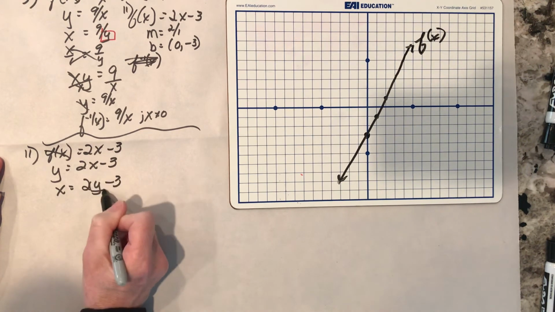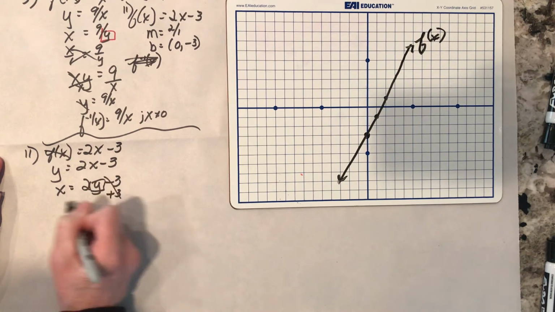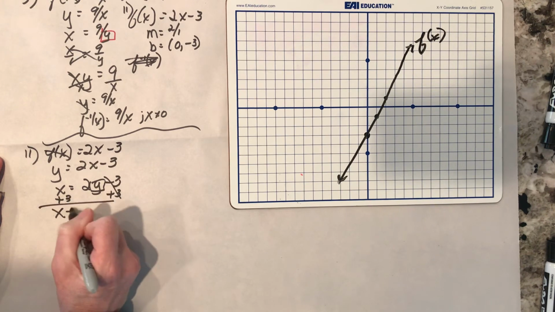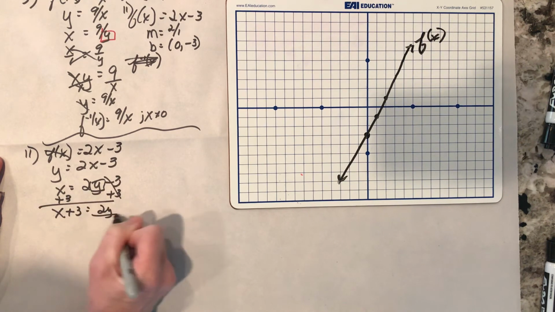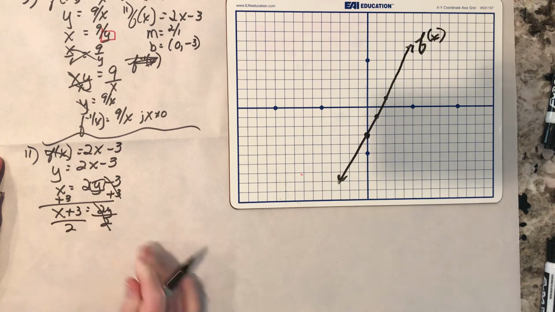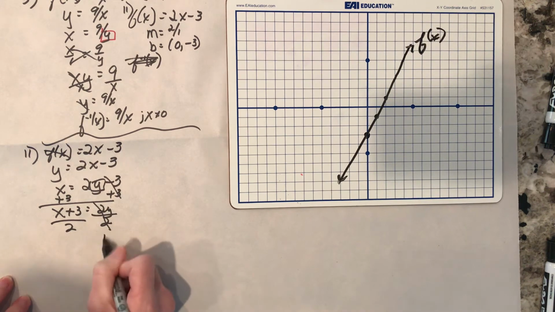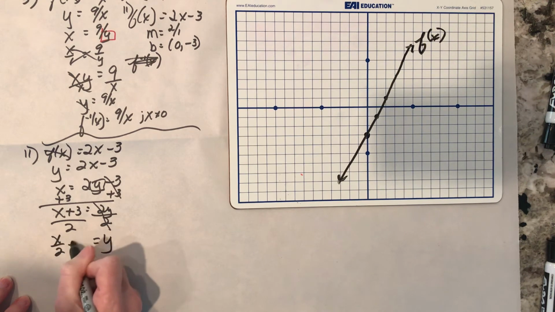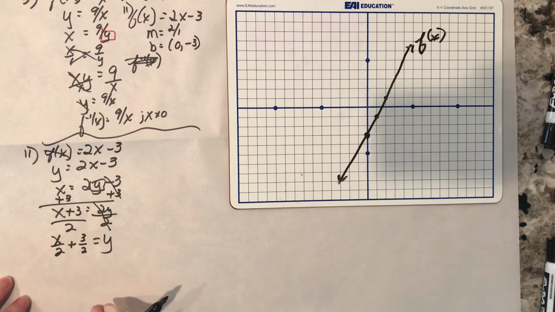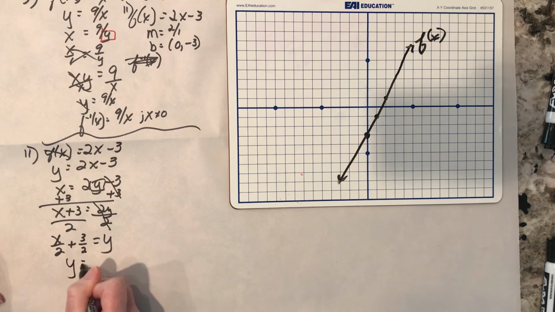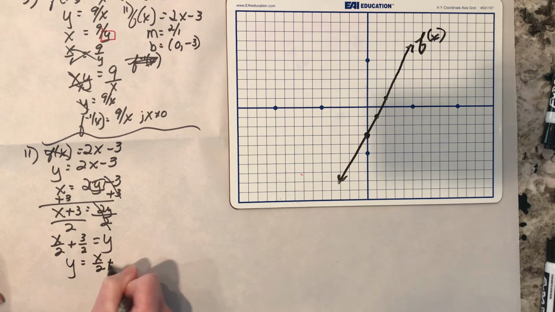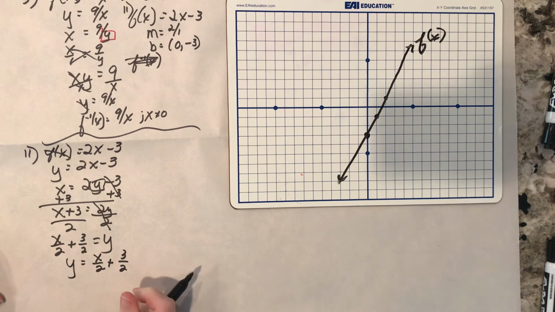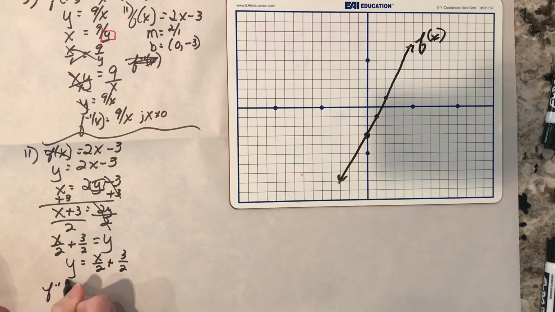And then begin to get y by himself. Add 3: x plus 3 equals 2y. Divide by 2. And so we end up here with y equals, I'm going to separate it out because that's easier for us to do lines. So y equals x over 2 plus 3 over 2. So the inverse is x over 2 plus 3 over 2.